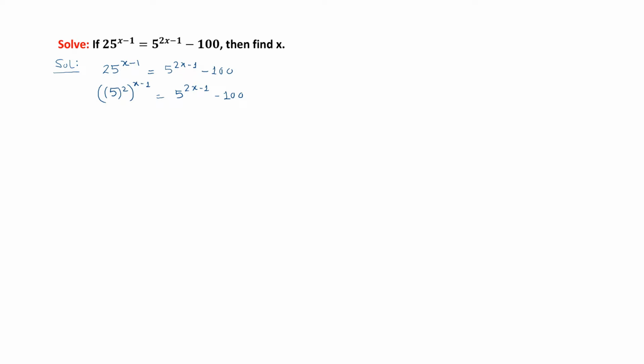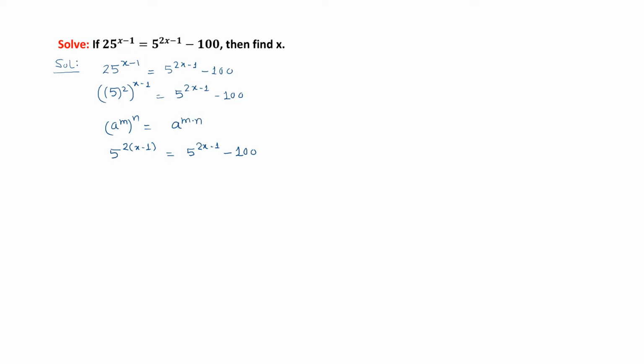We know that if a to the power m, to the power n, we can also write it as a to the power m times n. So here we will apply this identity. So we will get 5 to the power 2 times x minus 1 is equal to 5 to the power 2x minus 1 minus 100.